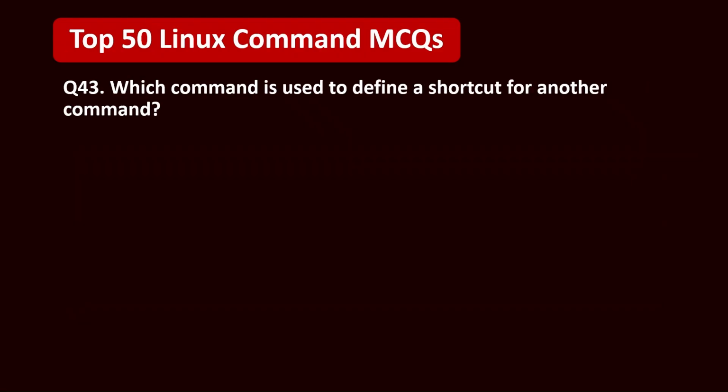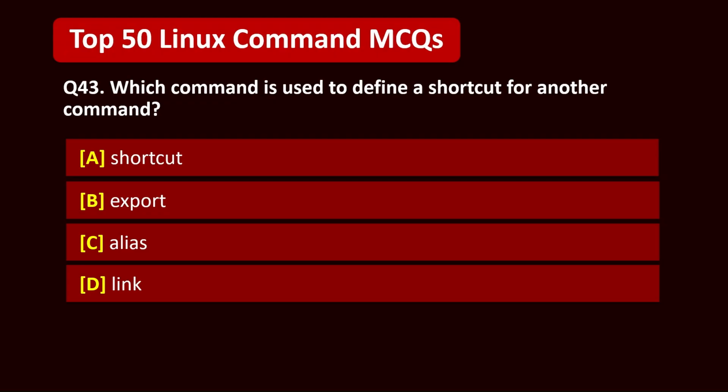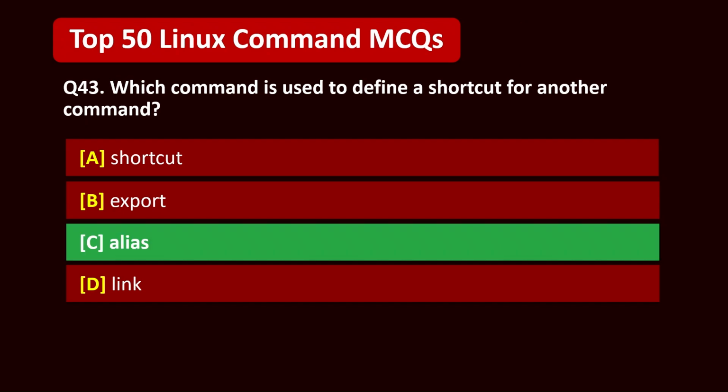Question 43. Which command is used to define a shortcut for another command? A. Shortcut, B. Export, C. Alias, D. Link. 5, 4, 3, 2, 1. Correct answer is C. Alias.